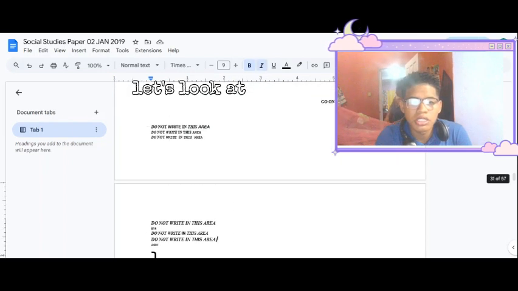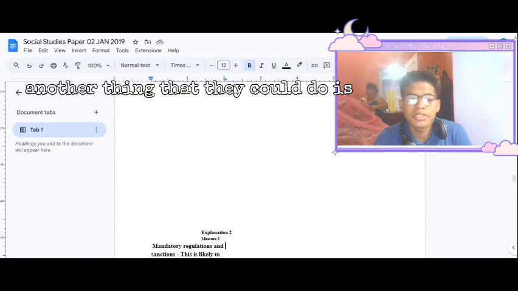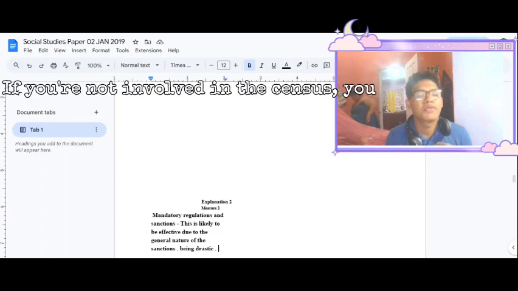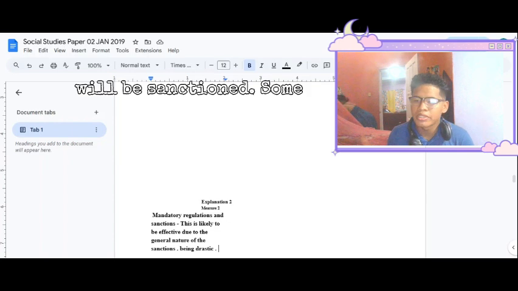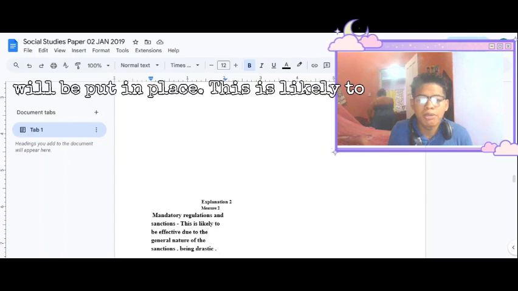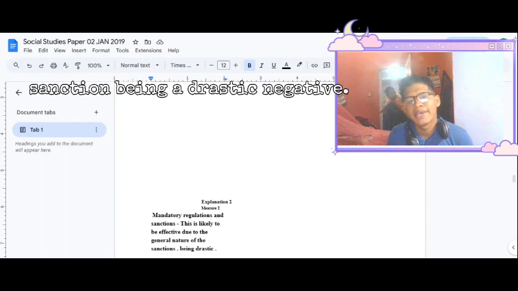Now let's look at another thing that they could do, which is mandatory regulation and sanctions. If you're not involved in the census, you will be sanctioned. Some negative application will be put in place. This is likely to be effective due to the general nature of sanction being drastic, negative.